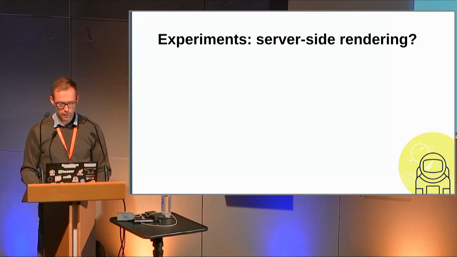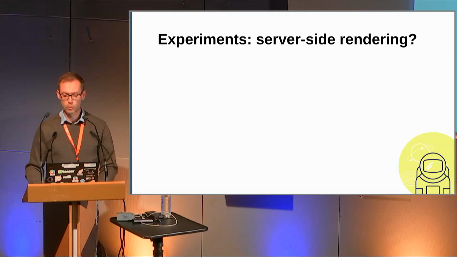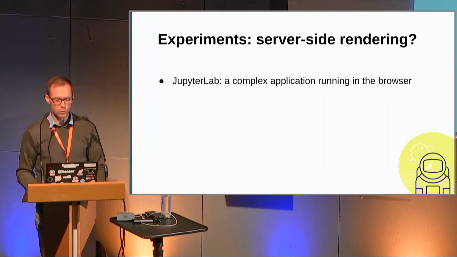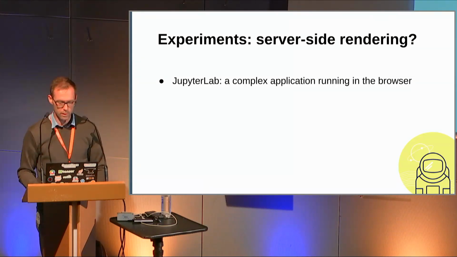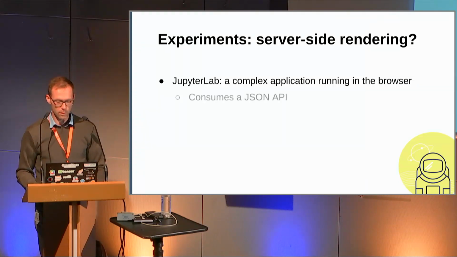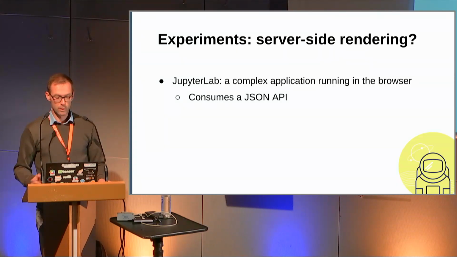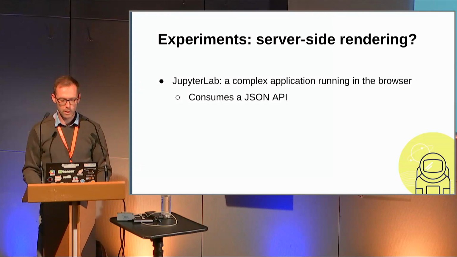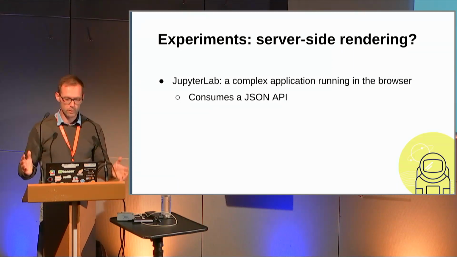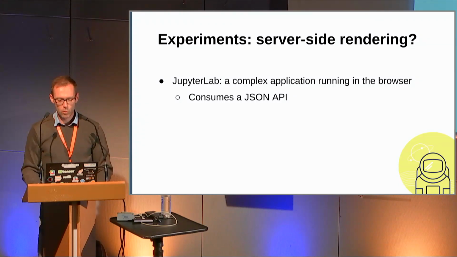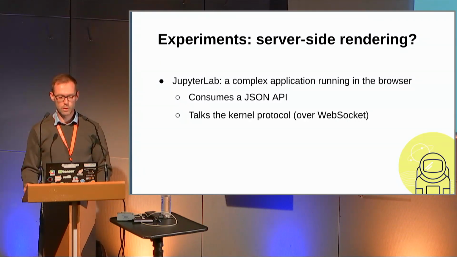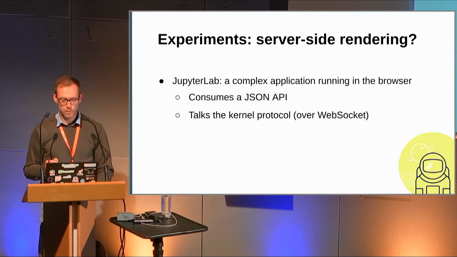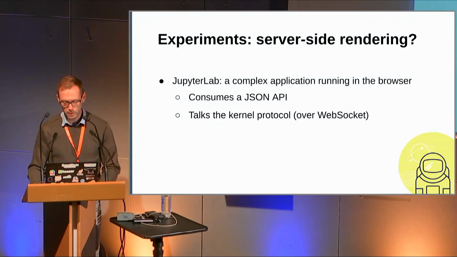We are also thinking about experiments like, could we do server-side rendering? JupyterLab is a really complex application running in the browser. It's great. I really love it. But with that comes a lot of complexity. It consumes a JSON API, and there is a whole complete application that runs in the browser. So it means you have two states, one in the server and one in the client. Also, JupyterLab talks the kernel protocol. This is a really low-level protocol over WebSockets. This comes with a lot of complexity as well.